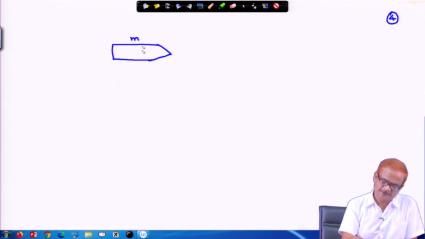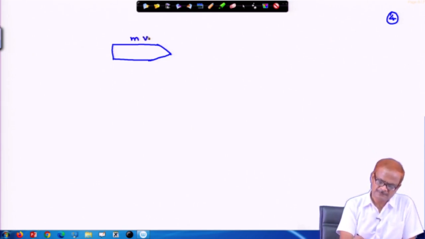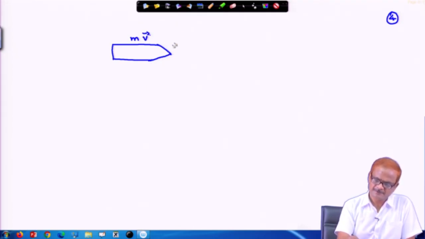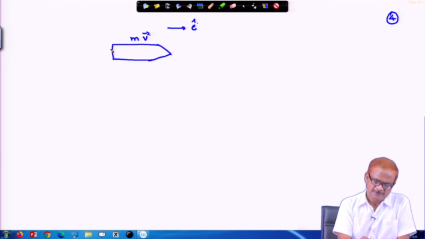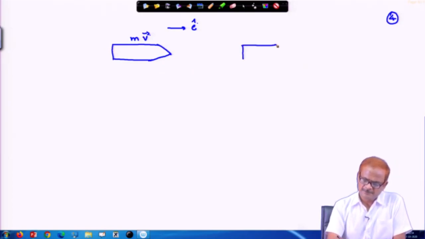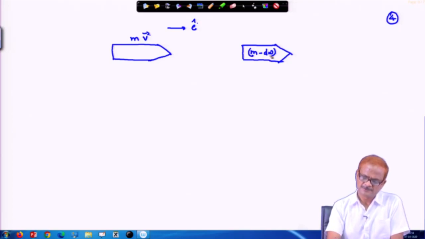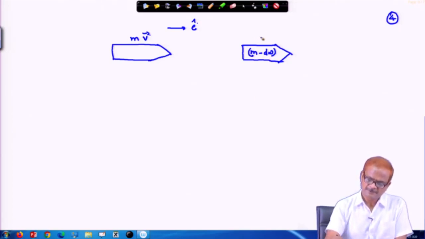Say the initial mass of the rocket is m and v is the velocity, and this we take as the e cap direction, positive direction. Thereafter, out of this a small mass dw is burnt out, and this is then the mass of the rocket, and its velocity becomes v plus delta v.